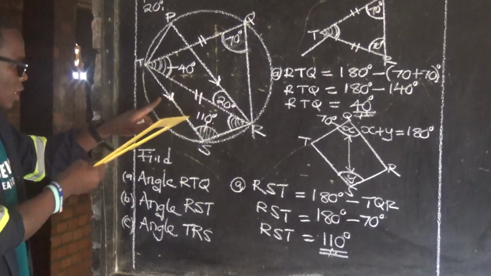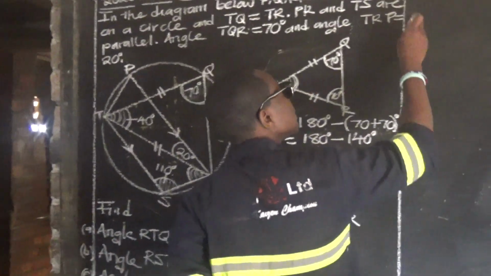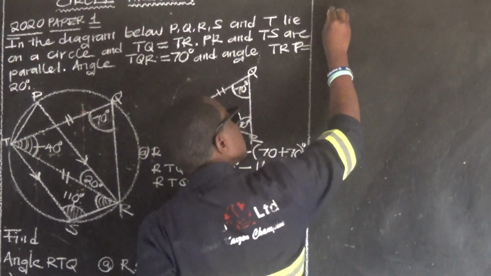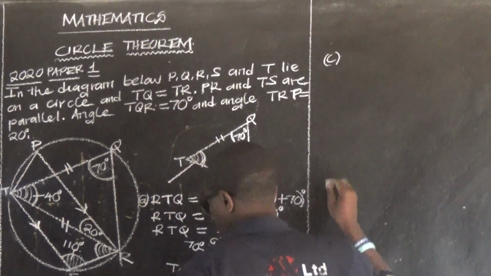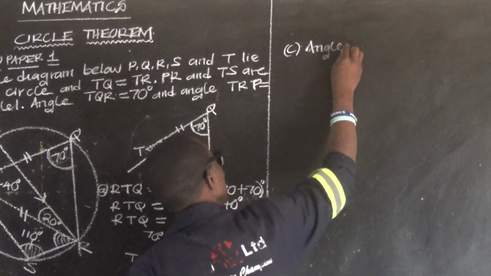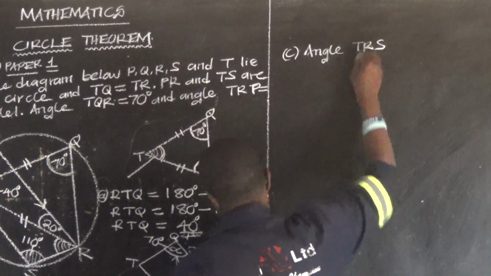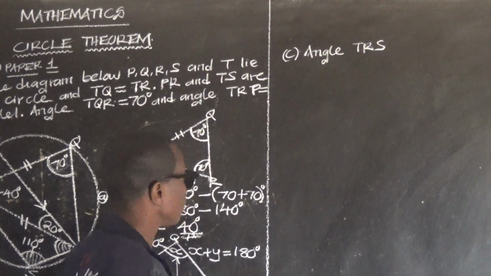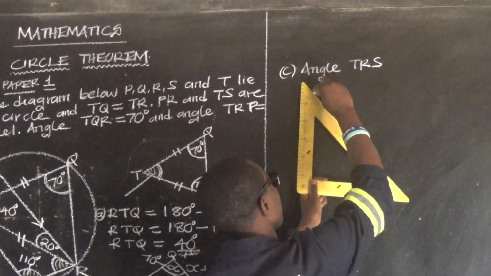Let me answer it from this side due to space. So question C. What we're going to do is they want us to find what? They want us to find angle TRS. So what we are going to do is let us come up with a sketch of what we have been given.